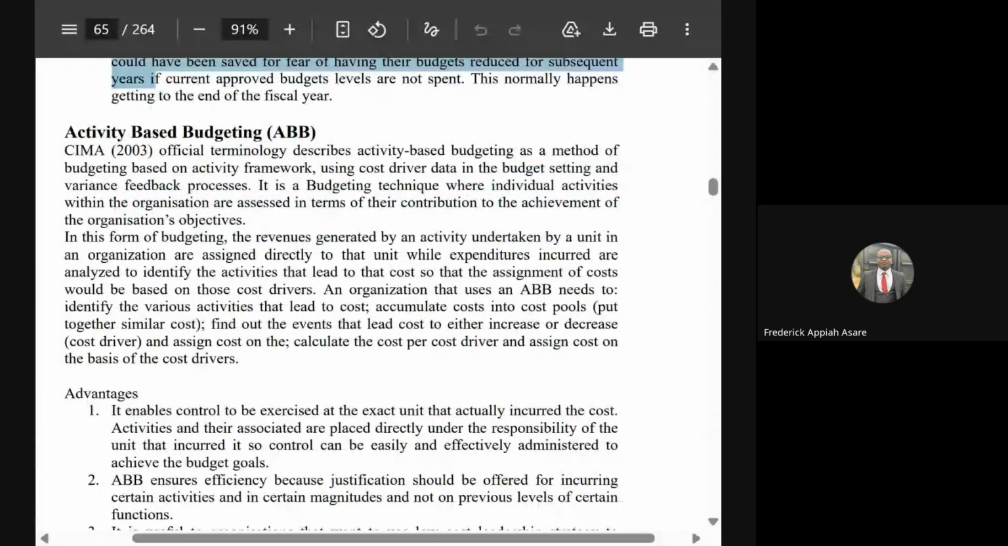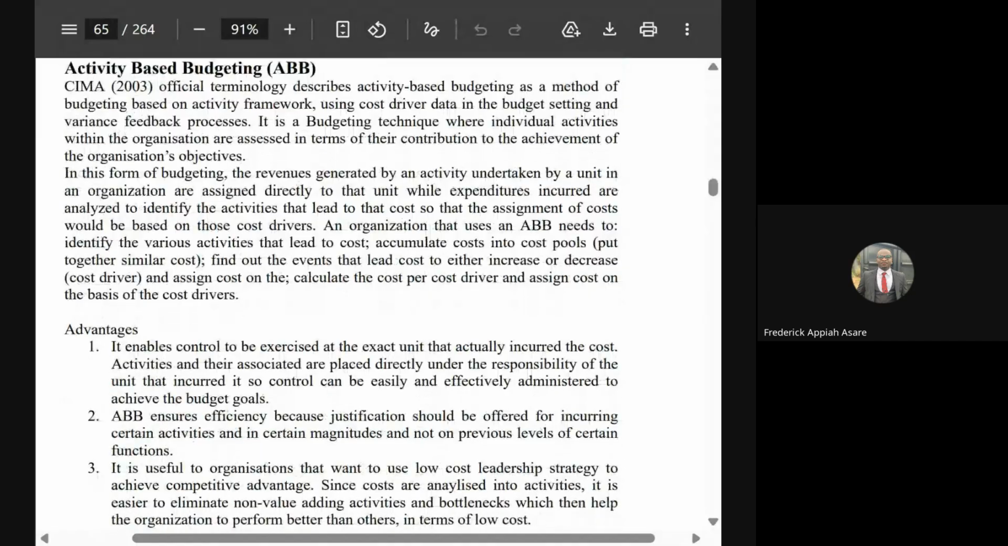Now let's look at the other one, which is the activity-based budgeting. In this one, they prepare the budget based on the activities that are going to take place. It is a budgeting technique where individual activities within the organization are assessed in terms of their contributions to the achievement of the organizational objective.